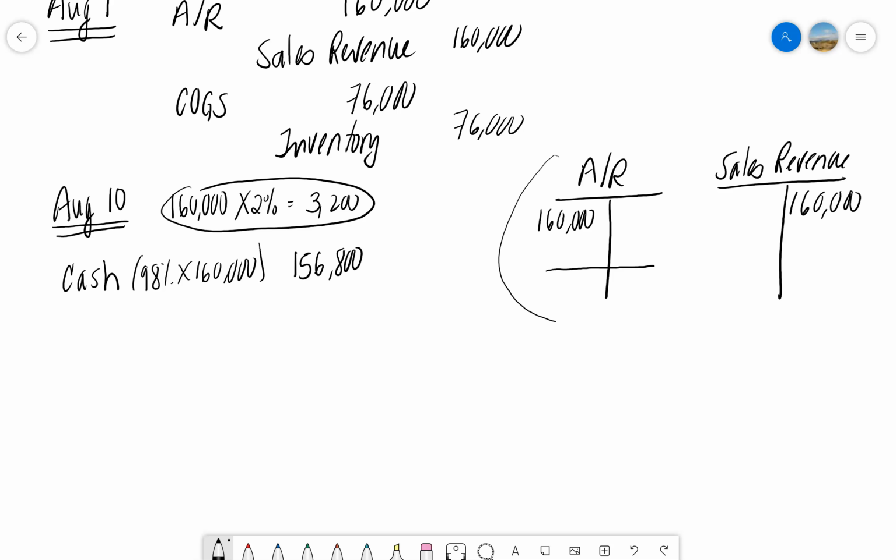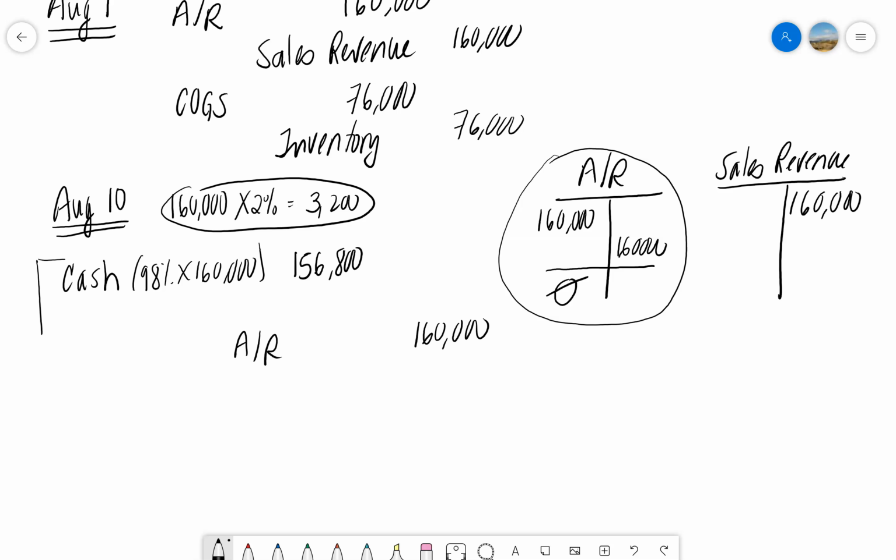Now, what happens to our accounts receivable after we receive the payment from our customer? Will our customer still owe us any amounts? Should there be a balance in accounts receivable? Well, the answer would be no. After our customer pays us, even though they're paying us less than the 160,000, this amount should go to zero because they don't owe us any more money. So we know that part of this journal entry is going to require a credit to accounts receivable of 160,000.